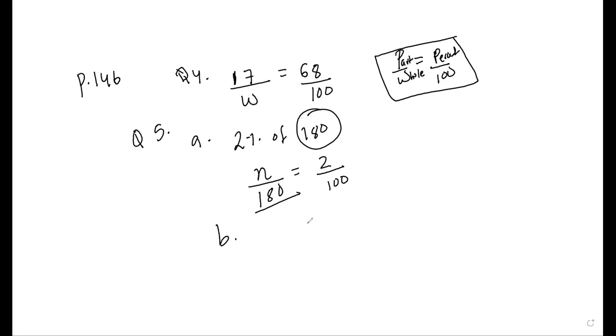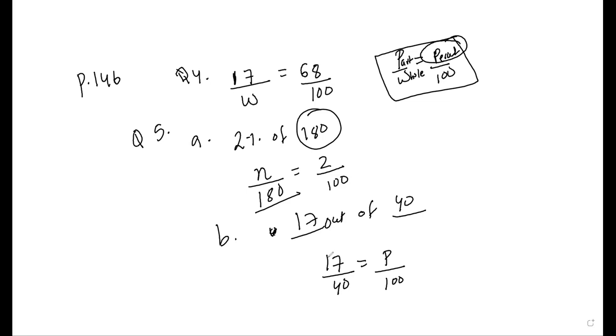Now B. What percent? You need to find 17 out of 40. How do you do this? 17 they gave you, 40 they gave you. What did they ask you? They ask what percent. You don't know the percent, so it goes over 100. This is how you will solve. Okay? Did you get it? You know this is percent, so you just put P. What is part of whole? 17 out of 40. That is part and whole. And P over 100. Okay?